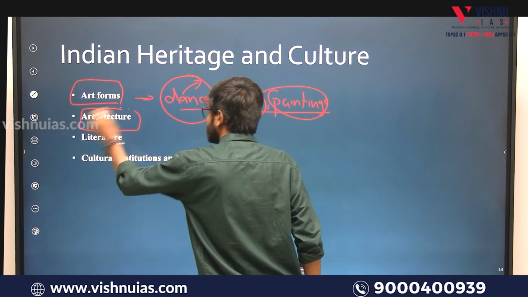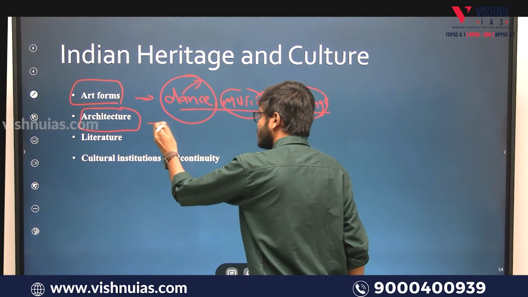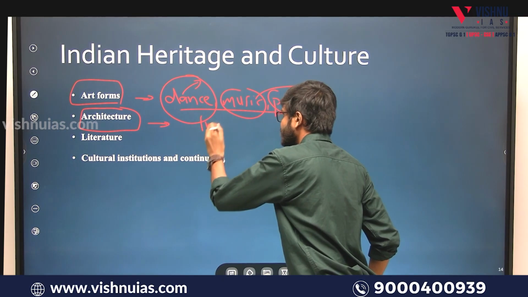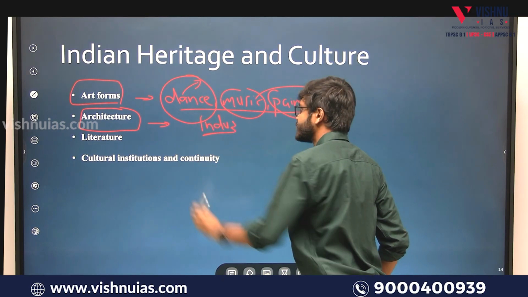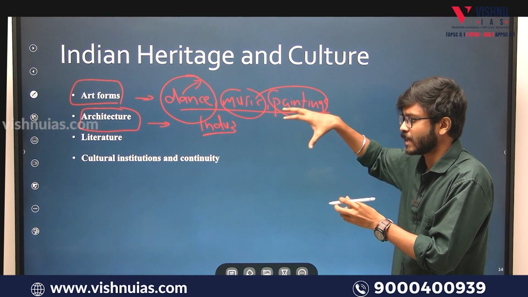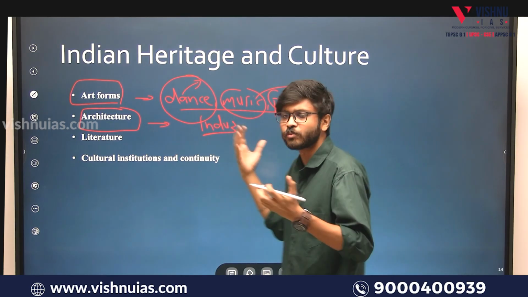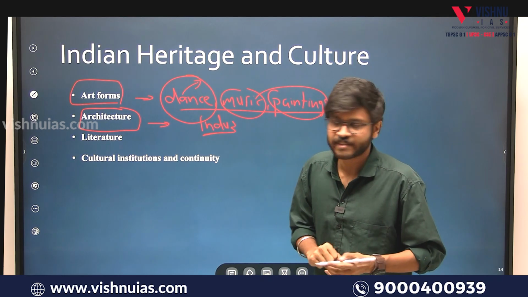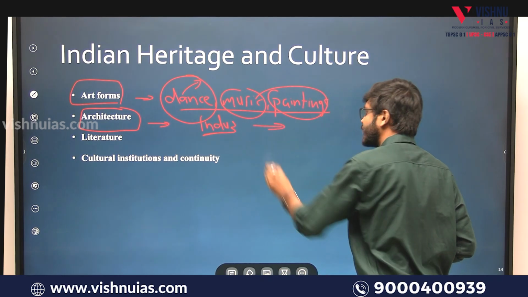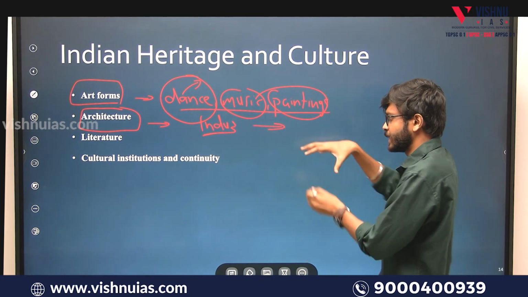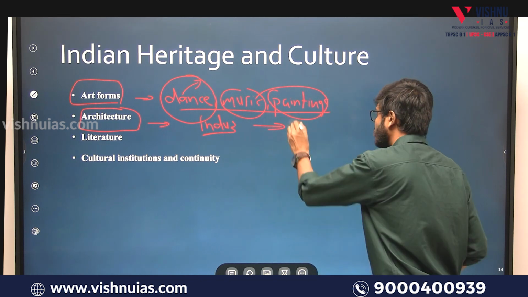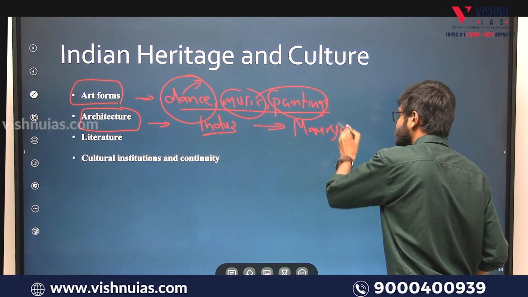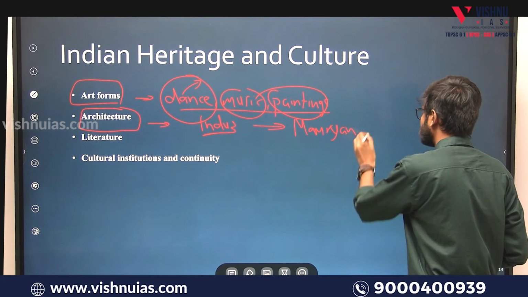Another one is architecture. If you take architecture, we have to start from the Indus Valley civilization itself. What were the architectural features? Obviously, Indus Valley is known for its town planning. Maybe we can have a timeline also, like what happened after that. The Vedic age is coming, and after that the Mauryan age. What were the architectural features of the Mauryan age? That also you have to understand.